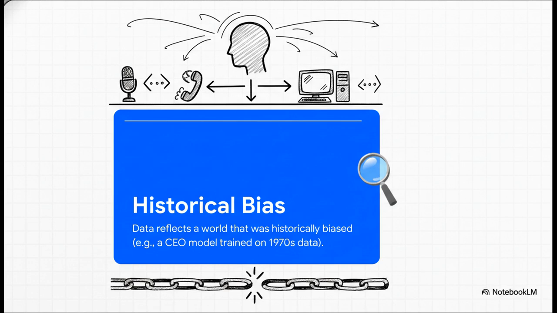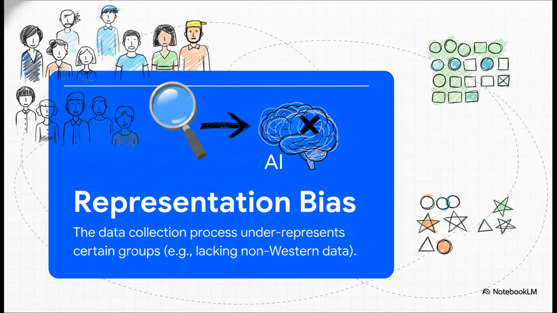The model simply learns the patterns it's shown, so if that data reflects bias from the past, you better believe the model will too. And then there's representation bias. This happens when the data collection process itself is just flawed, and it leads to a data set that doesn't really reflect the real world. As the slide says, if your early image data sets mostly have pictures from Western countries, the model is naturally going to be worse at identifying things in images from everywhere else. It's the classic garbage in, garbage out problem.